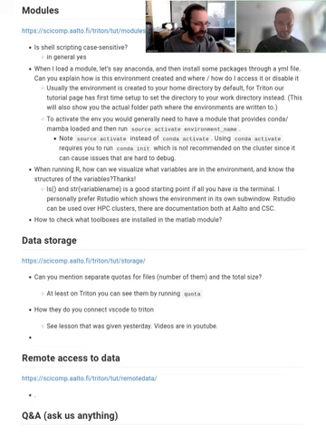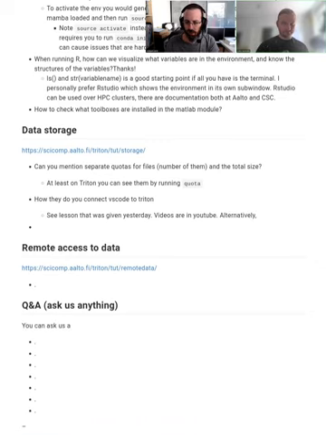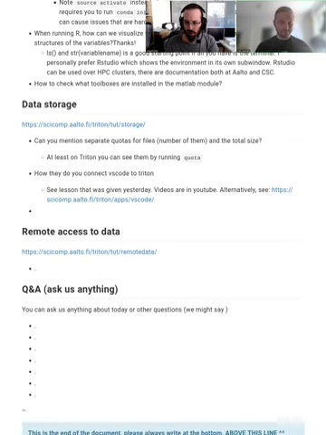Yeah, I'll put this in auto scroll mode. Yeah. Okay.